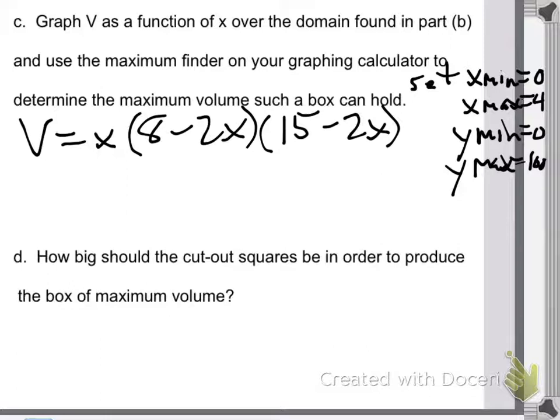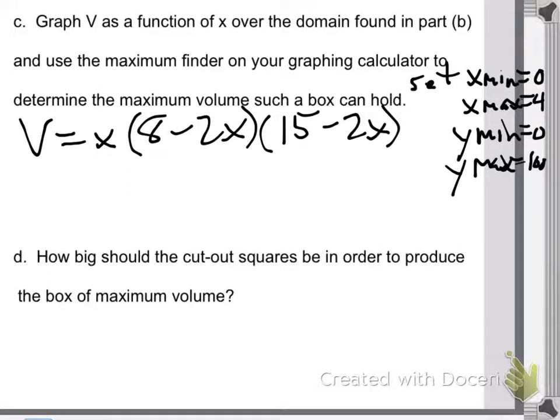My calculator shut off for some reason. This is how teaching goes, everybody. Sometimes you just fly by the seat of your pants. My calculator just randomly shut off.